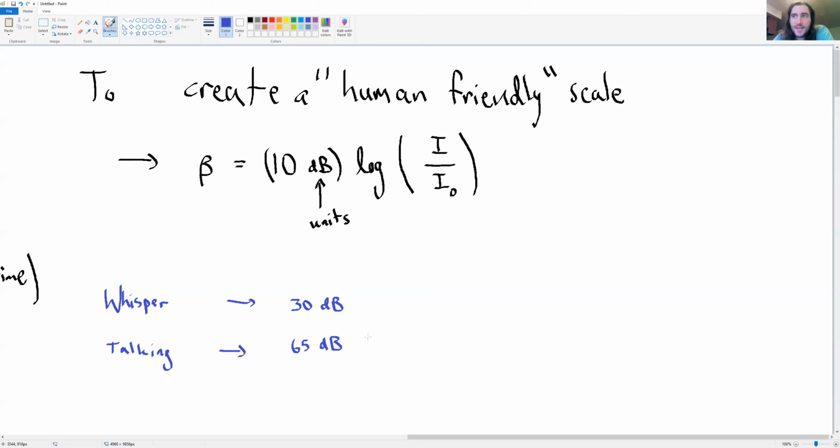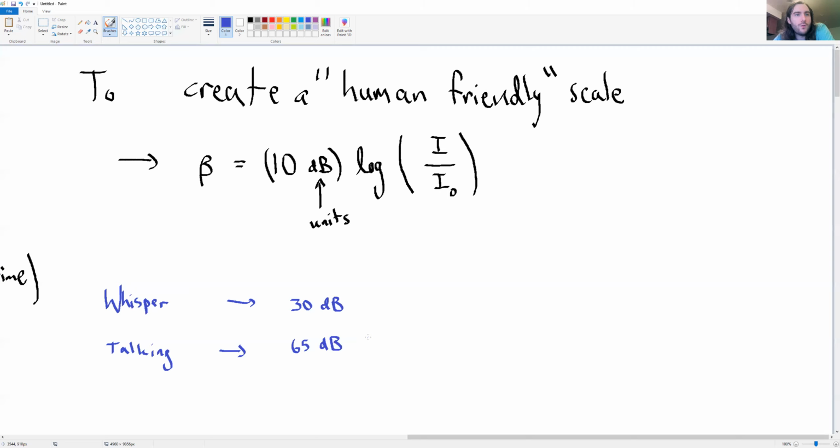And of course, the value of the intensity changes based on how far away you are from the source. So if I'm whispering directly into your ear, passing a question that's going to be on the exam to you, but I don't want the other students to know, right? If I'm right up in your ear, it might be 30 decibels, but if I'm whispering across a room, that's going to be much lower, right? That's going to be maybe like 10 decibels. You're barely going to be able to hear me.